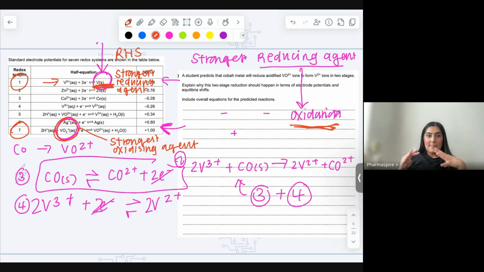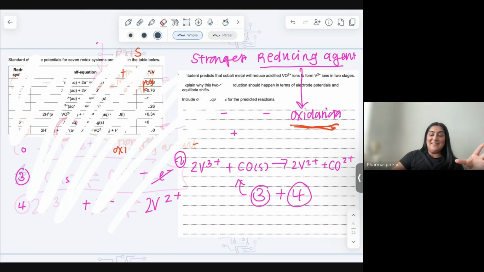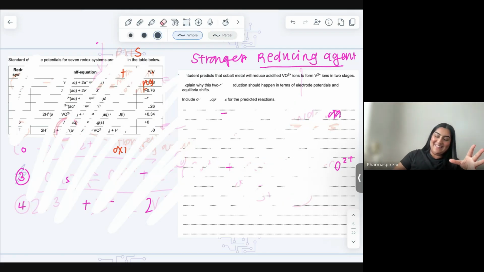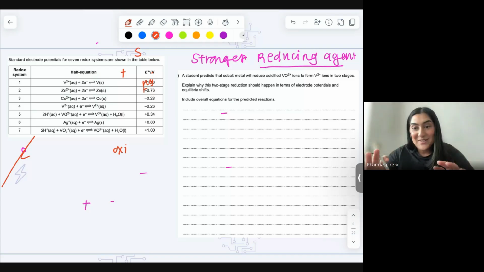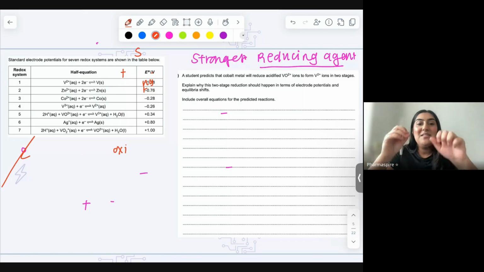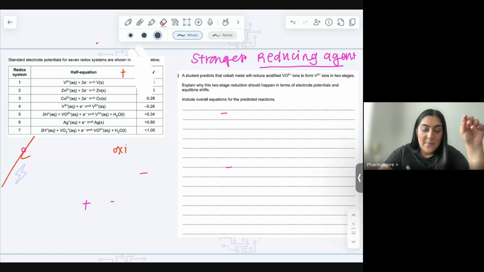Yeah, that is it. So we'll do more questions like that. Let's move on to how to answer the question. Right, so how to actually answer the question. You've done the equations, which is the hard bit. Now you need to do the easy bit. With the easy bit, you need to compare the values.